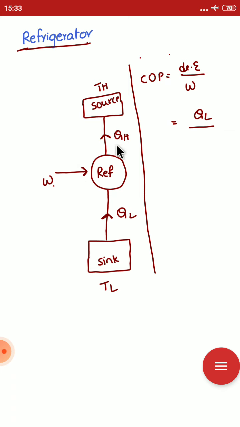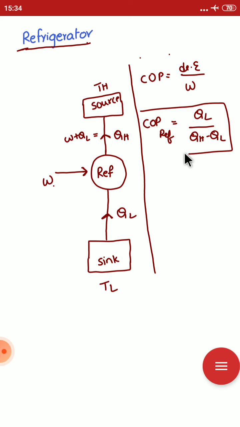What is the work here? QH is equal to W plus QL. From this, W can be written as QH minus QL. This is the COP for the refrigerator. The coefficient of performance of the refrigerator we can calculate from this formula: QL by QH minus QL, or TL by TH minus TL.